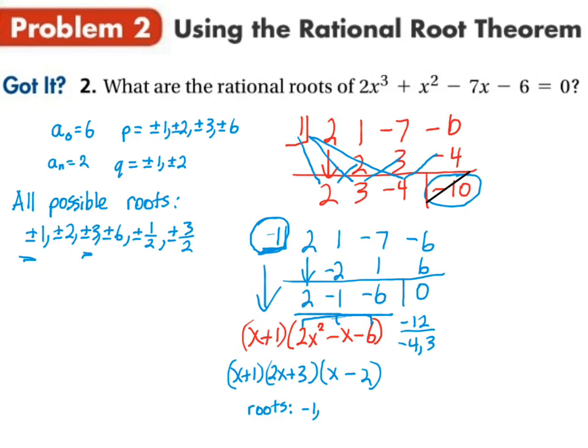So now I can see that my roots are going to have to be -1, -3/2, and 2. So I flip all those signs. So that's finding all the specific roots.